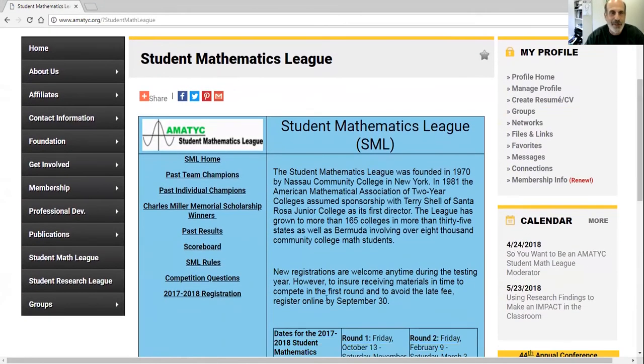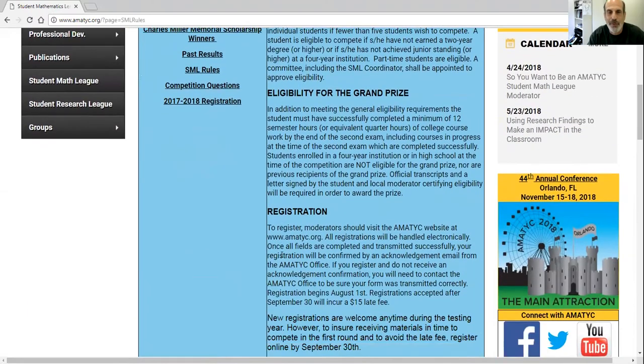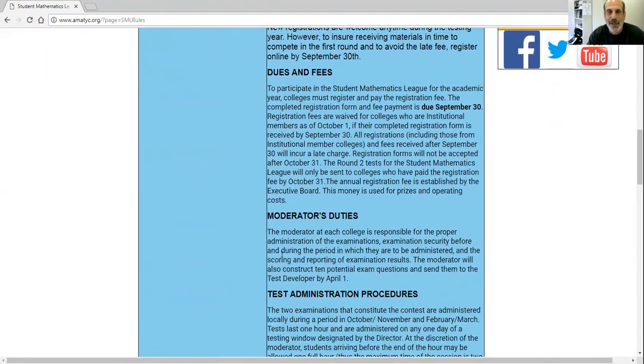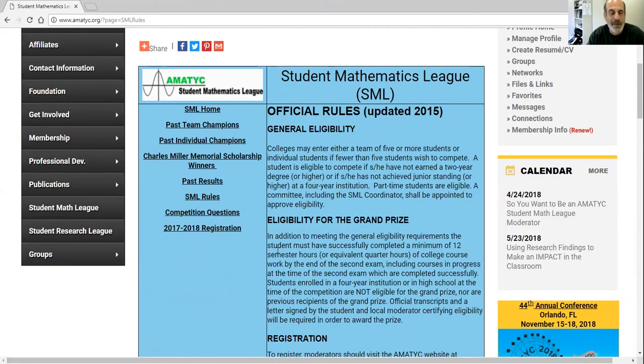And there's lots of things here. They have lists of past champions, past individual champions, our grand prize winners. Our grand prize is called the Charles Miller Memorial Scholarship. And then the things that you would probably use the most are, you could look at the SML rules. Get the official rules. I kind of went through some of them with you. Here they are all listed for you. And then here's the registration.